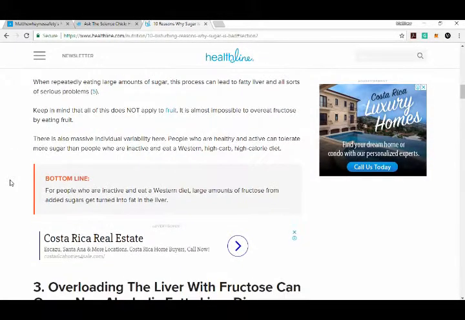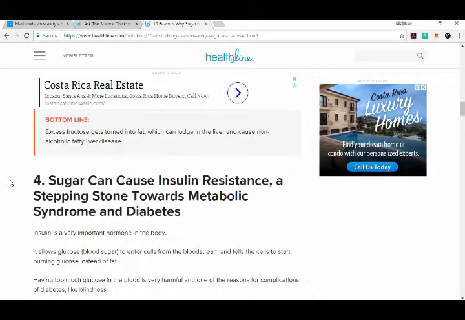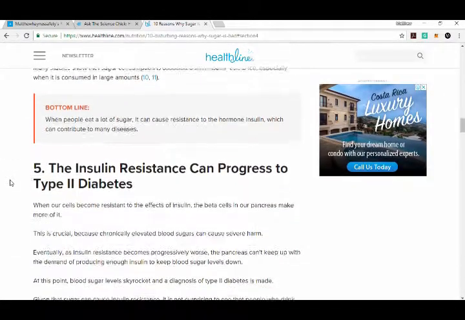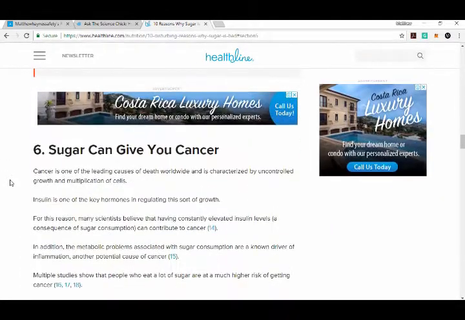So moving on here, another reason, overloading the liver with fructose can cause non-alcoholic fatty liver disease, which is bad, of course. Sugar can cause insulin resistance, a stepping stone towards metabolic syndrome and diabetes. Insulin resistance can progress to type 2 diabetes from excessive sugar.